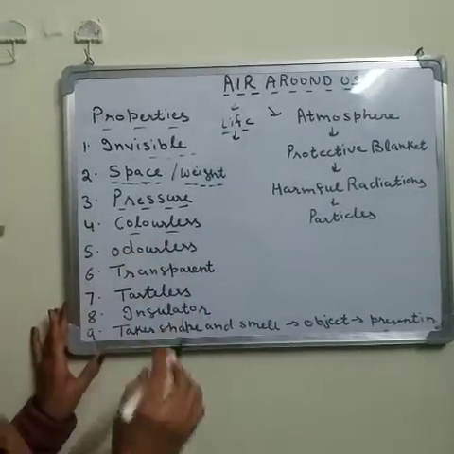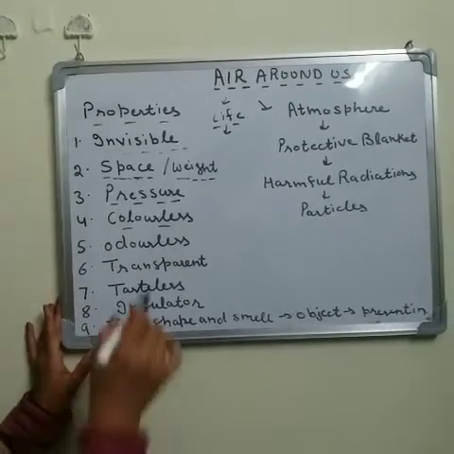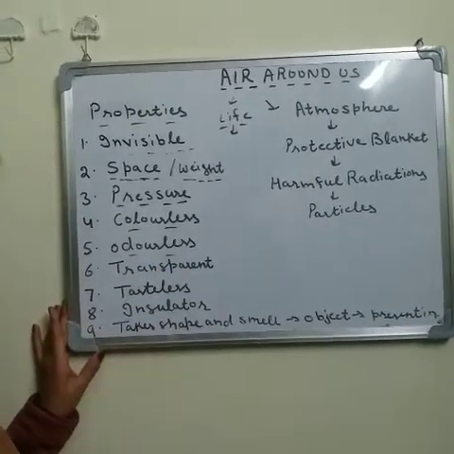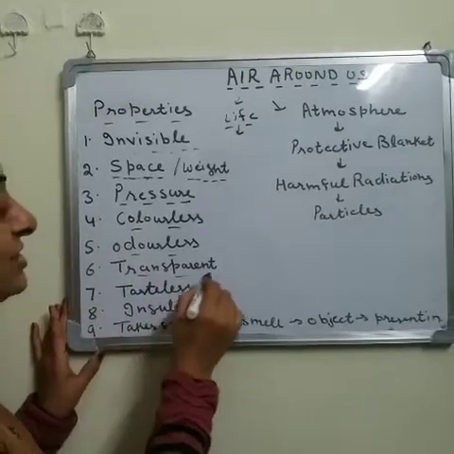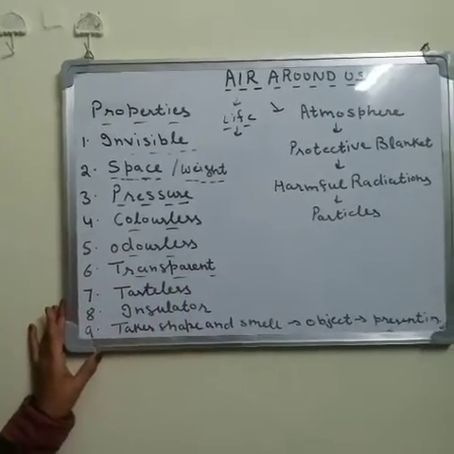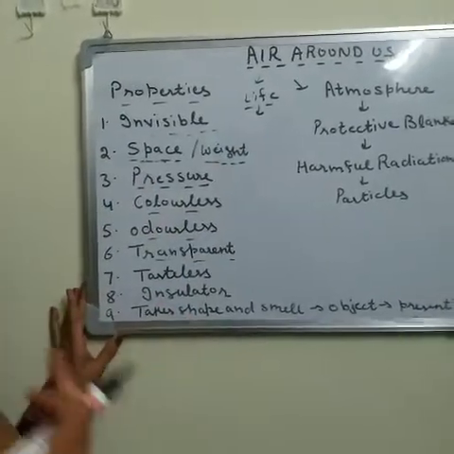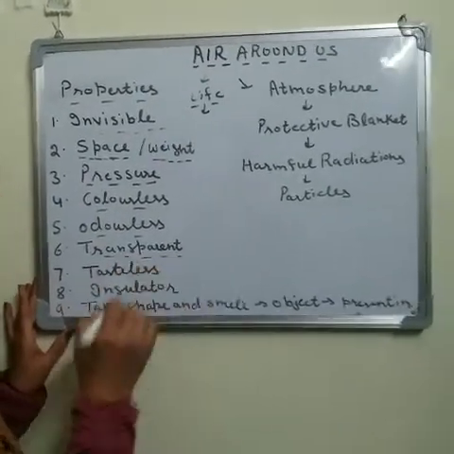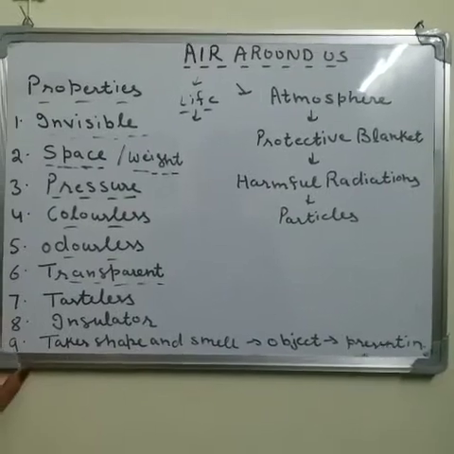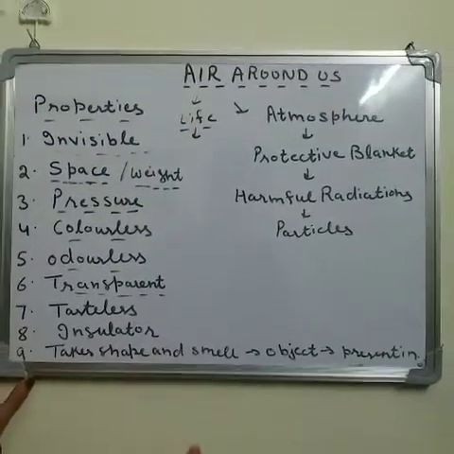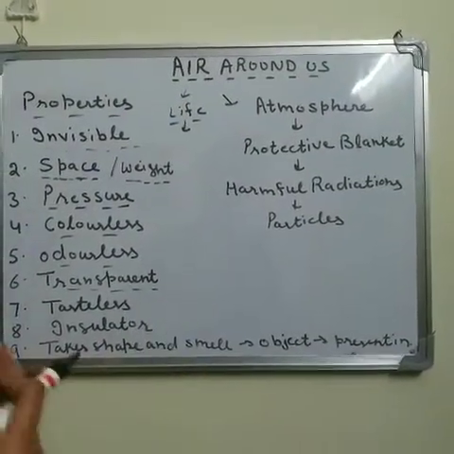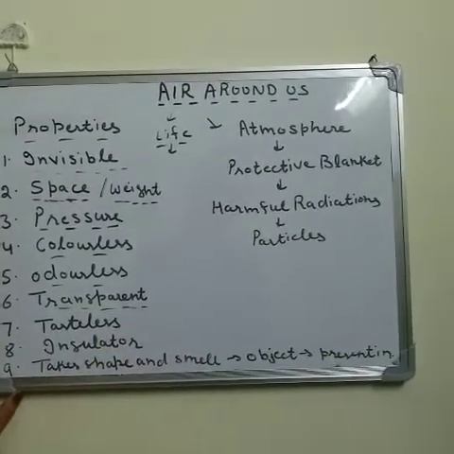Air is colorless. There is no color of the air. Odorless. There is no smell of the air. And it is transparent. Yes, have you seen? Air is present everywhere and we are able to see. It means air is a transparent material which allows light to pass through it, and that's why we are able to see.